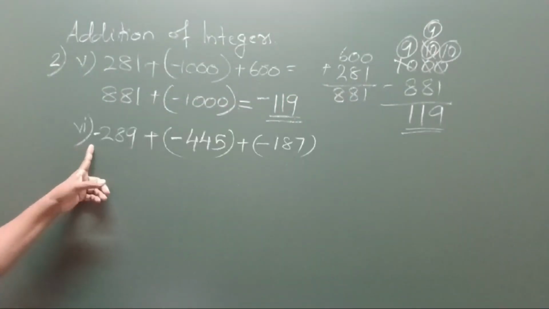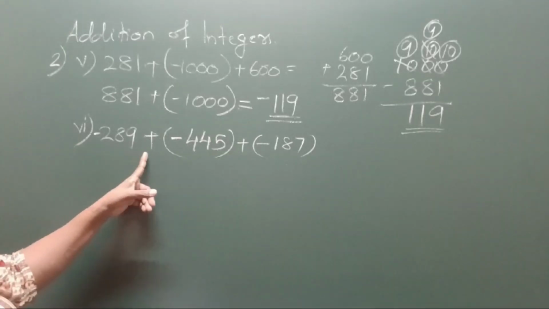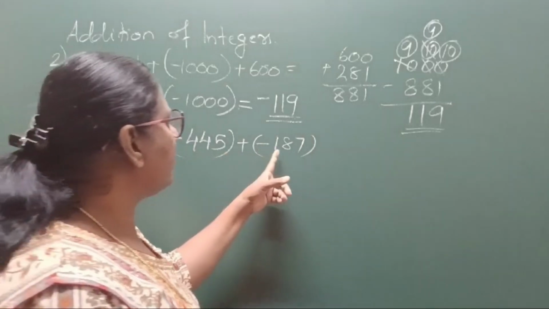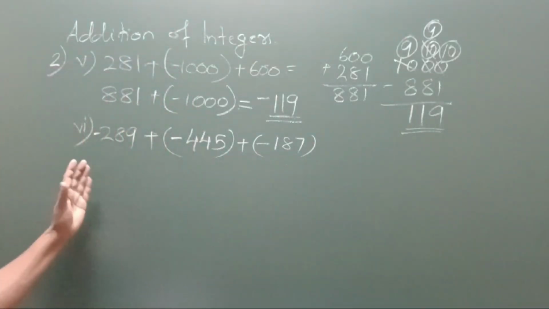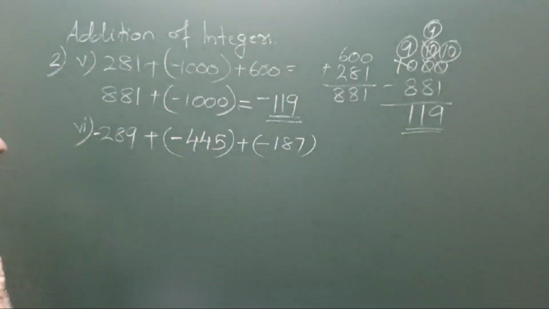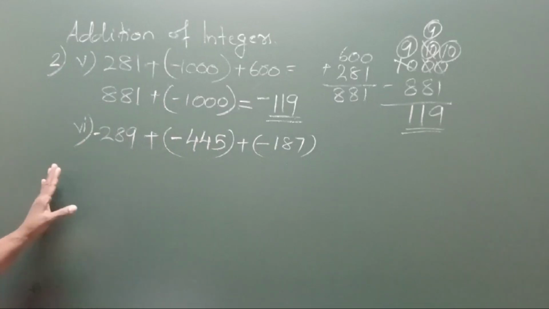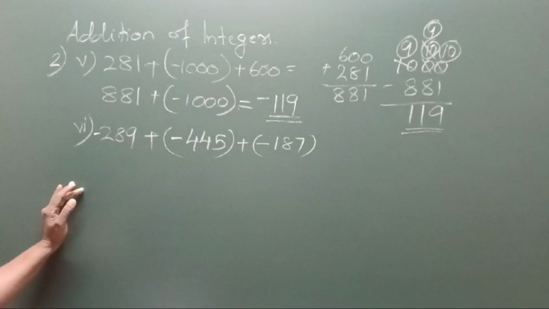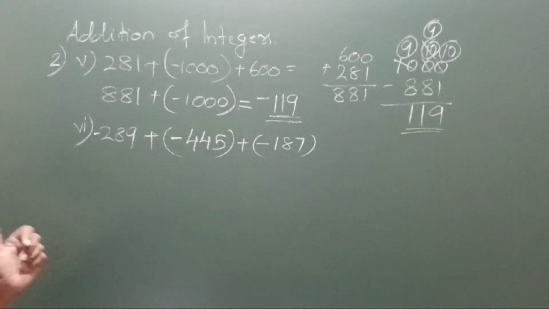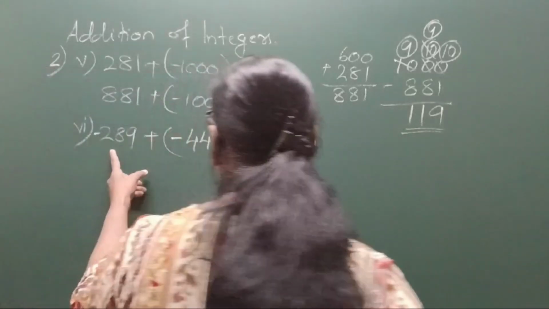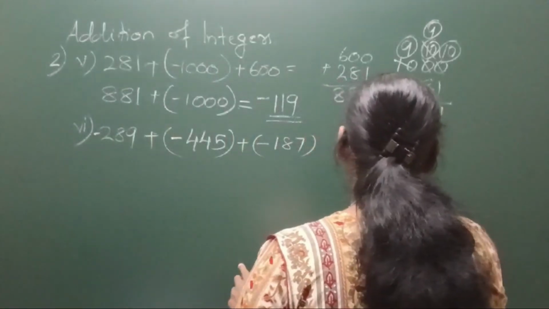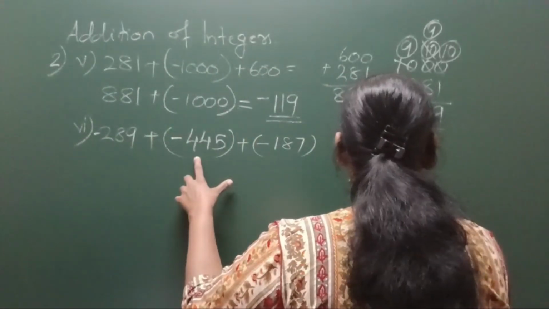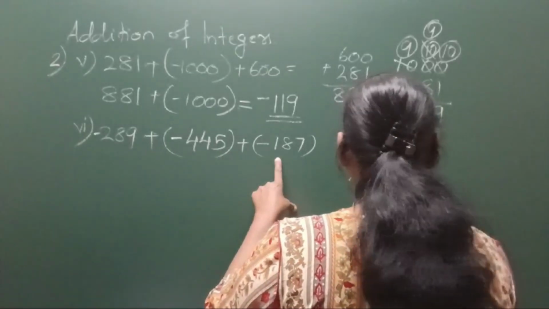Next question is minus 289 plus minus 445 plus minus 187. Here all three numbers are negative integers. Since they are negative integers, we have to just add all these three numbers and give the common sign. So let's do 289 plus 445 plus 187.